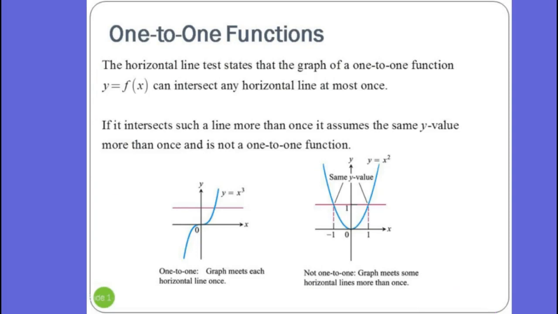Okay, one-to-one functions. The horizontal line test states that the graph of a one-to-one function, y equals f of x, can intersect any horizontal line at most once. If it intersects such a line more than once, it assumes the same y value more than once, and therefore cannot be one-to-one. So the example on the left, the cubic, is one-to-one. The example on the right, the parabola, is not, because it fails the horizontal line test many times.